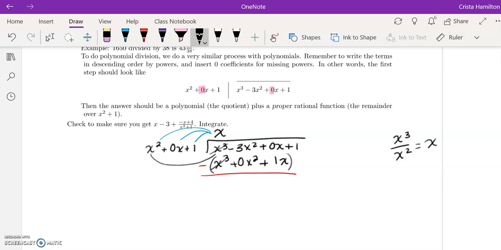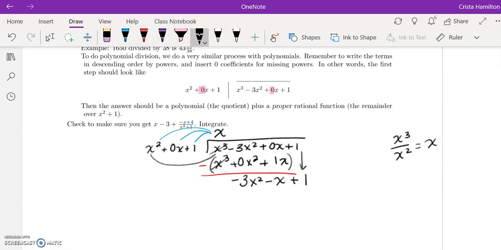Then we have negative 3x squared minus 0, which is minus 3x squared. Then you have 0x minus 1x, so minus x. And then bring down the term that's still left here at the end, plus 1. Now we can keep going because our degrees are the same.